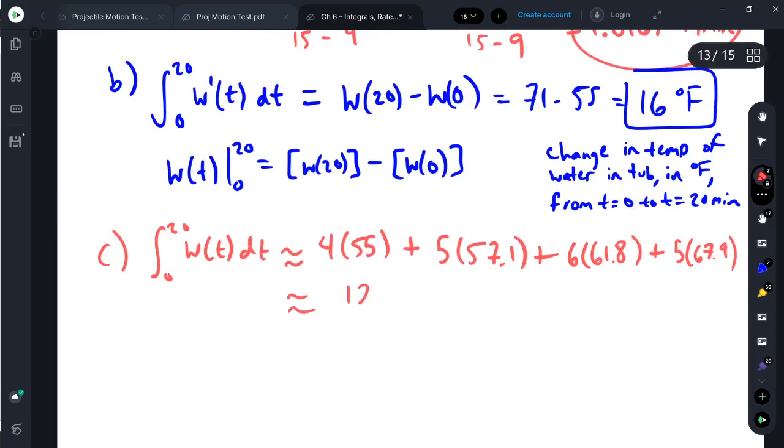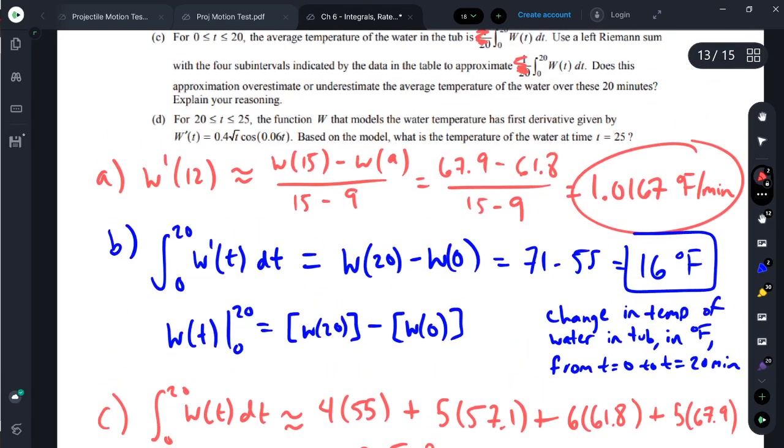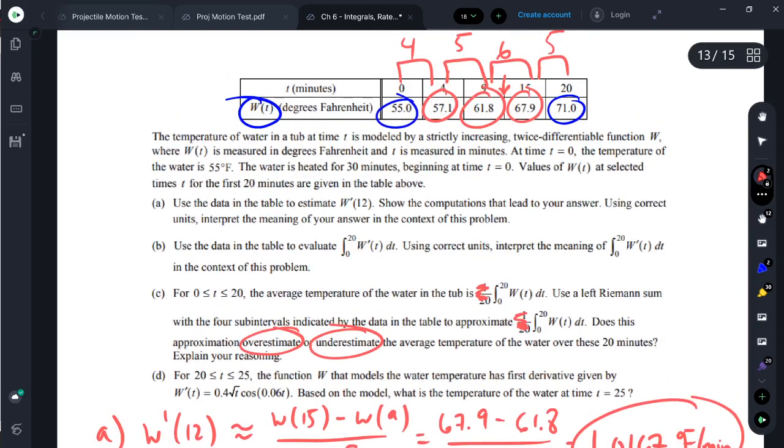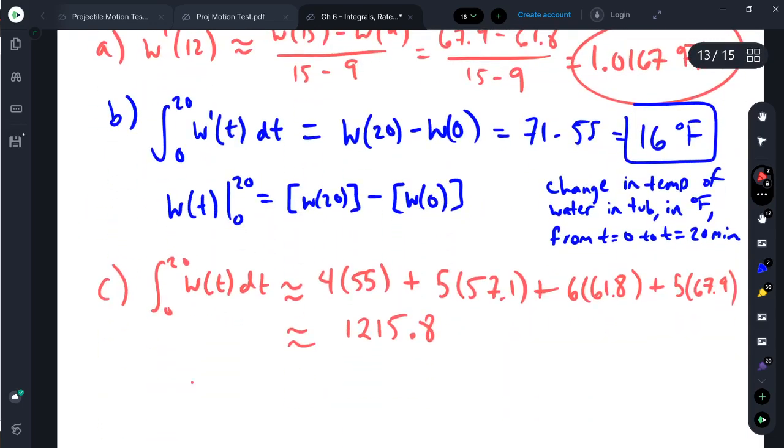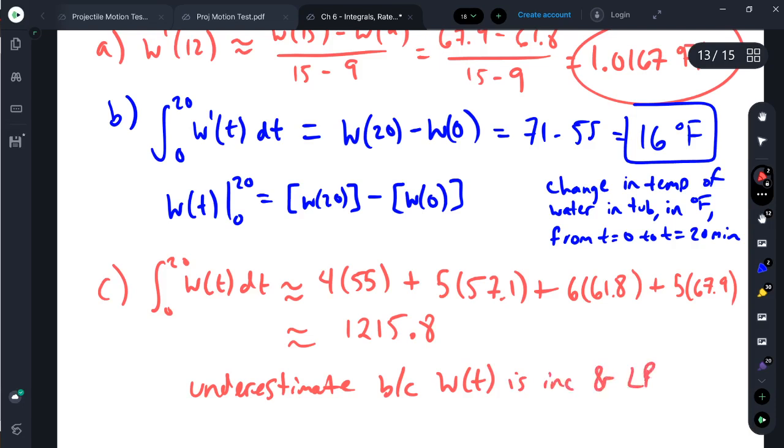And that gives us 1215.8. And they want us to figure out, is this an overestimate or an underestimate? So in order to do that, let's go back and reread this. And it tells us that the temperature of the water is modeled by a strictly increasing function. So if we're increasing and we're doing a left Riemann sum, this will be an underestimate. So we would say this is an underestimate because W of t is increasing and we used left Riemann sum. That's all you have to say is increasing and left.